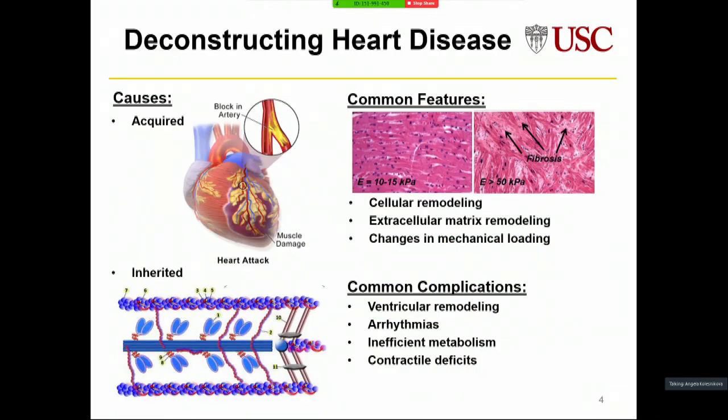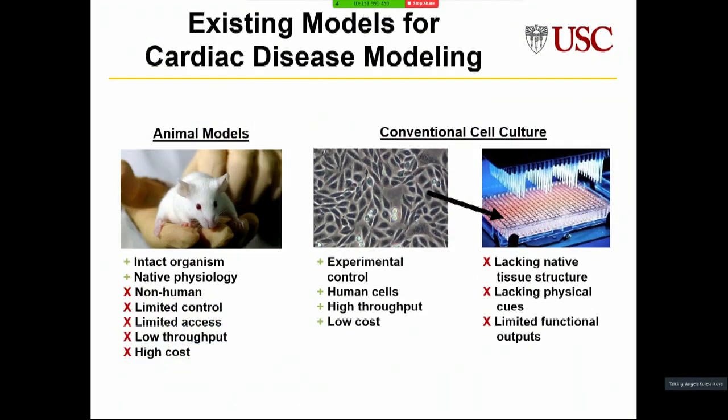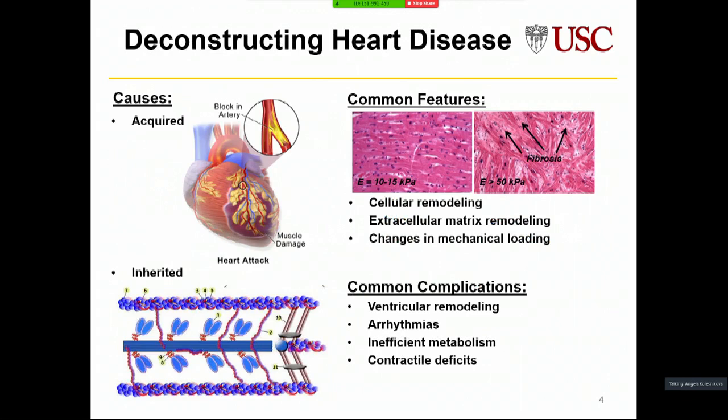All right, so coming at this also from an engineering perspective, we need to be able to deconstruct heart disease so that we can build simplified models and then add complexity as we go. So if you think about heart disease, the most common causes are acquired. These are things like myocardial infarctions, where you have a blockage in a coronary artery that causes necrosis in downstream cardiac myocytes.